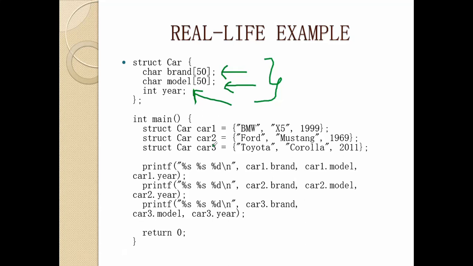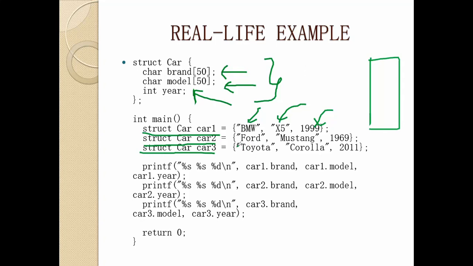Now we are declaring 3 cars: struct car car1, struct car car2, struct car car3. The first car has been assigned a brand of BMW, with the model X5, and the year of manufacture 1999. So this is particularly about one car. This is about the BMW car.